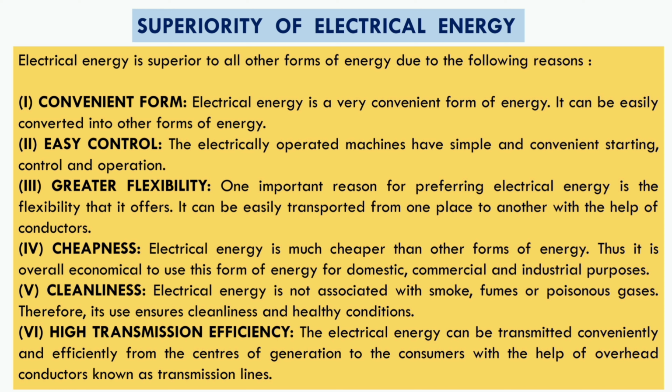For example, electric lamps, especially fluorescent tubes, give rise to pleasant and cheaper light as compared to that produced by lamps of other types, and can be located at any desired place where other lamps cannot be kept due to the danger of fire or due to some other reasons.